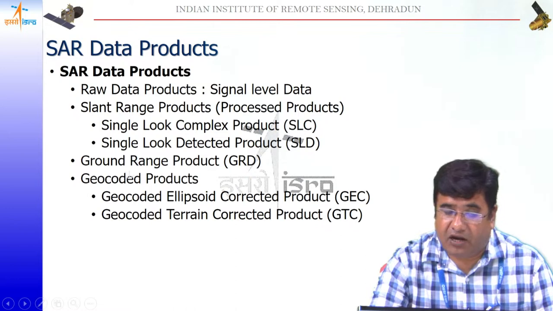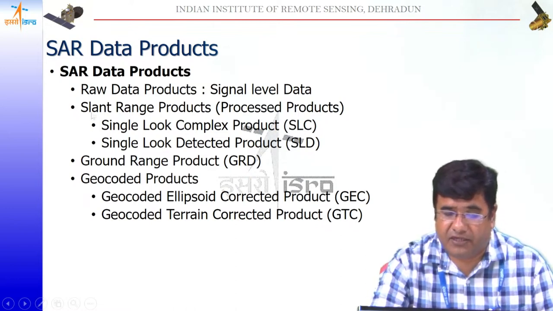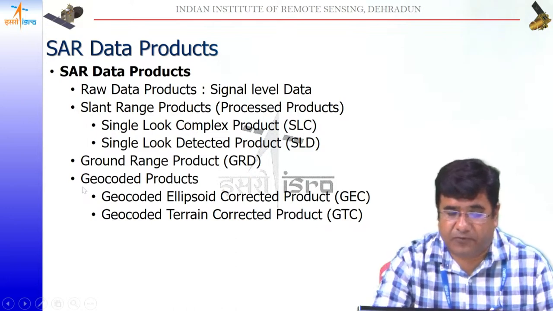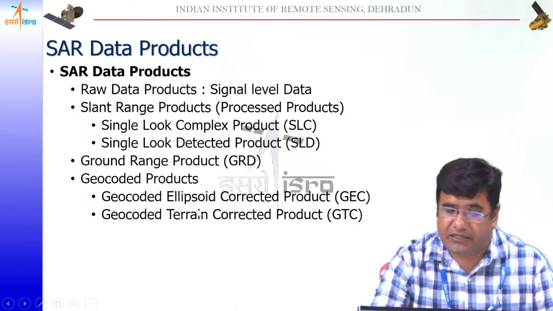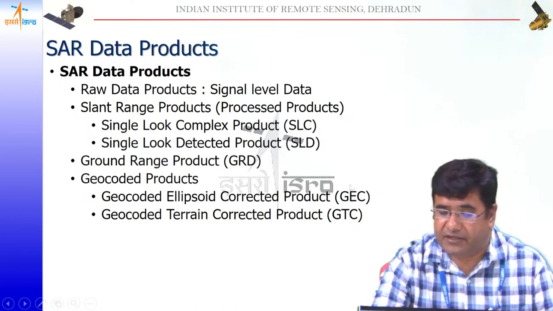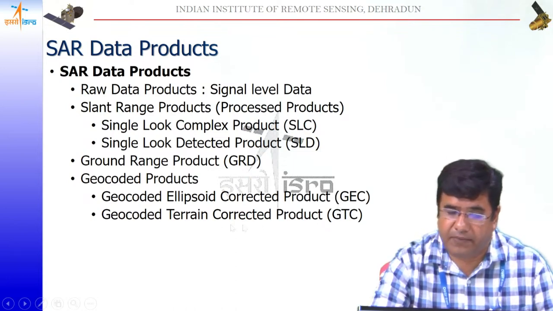The third product is the ground range product, where we convert the slant range to the ground range data. The last products are the geocoded products, like the geocoded ellipsoid corrected product and the geocoded terrain corrected product. For the ellipsoid corrected product we can take the average height of the scene to correct the image, and for the geocoded terrain corrected product we have to use the digital elevation model.